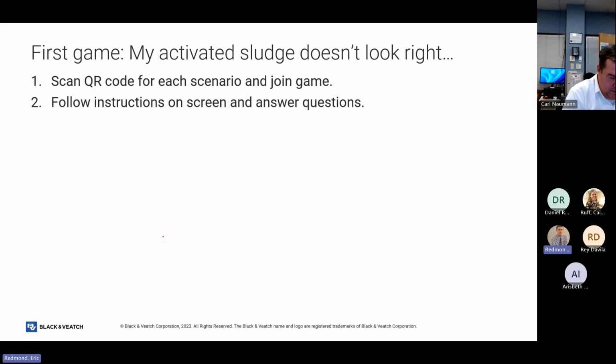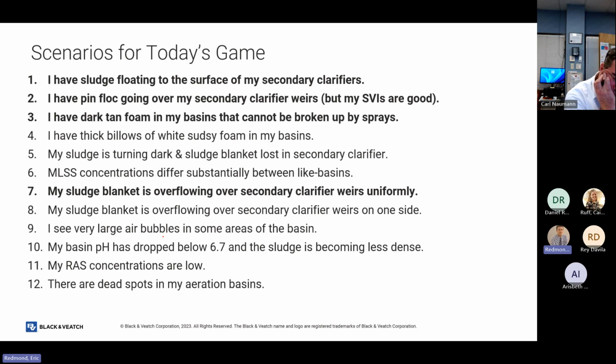So the first topic is my activated sludge doesn't look right. You're going to scan the QR code for each scenario and join the game. Once you scan the QR code, you'll be able to follow instructions on the screen and answer the questions. The scenarios for today's game, there's 12 total topics. The ones in bold are the ones we highlighted that we're going to cover today. We're not covering all 12 today.